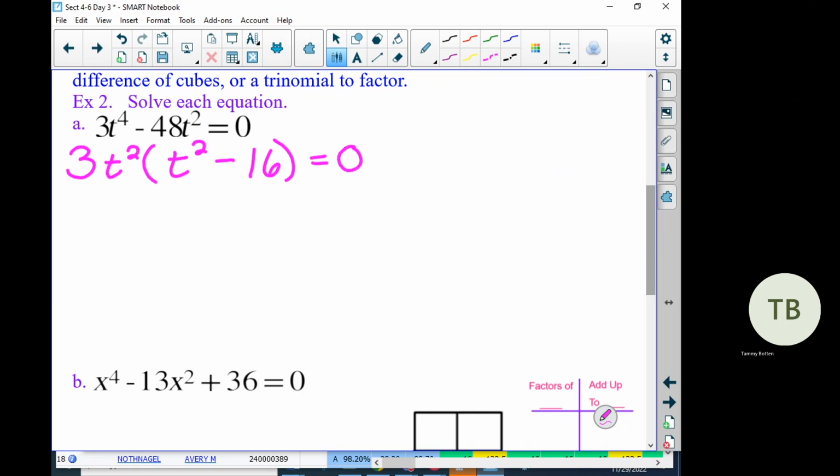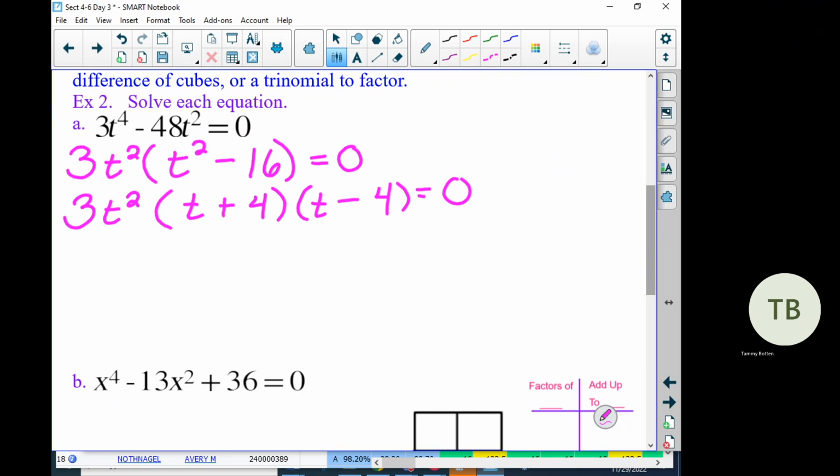Okay. Now what you need to do is see, could I factor this more? And this is difference of squares. This is squared, it has a minus sign. 16 is a perfect square. So then I go 3t squared, and I use difference of squares here. With difference of squares, one is plus and one is minus. If this is t squared, I have a t and a t. And then if this is 16, what I put here and here is the square root of that, which is 4 and 4.